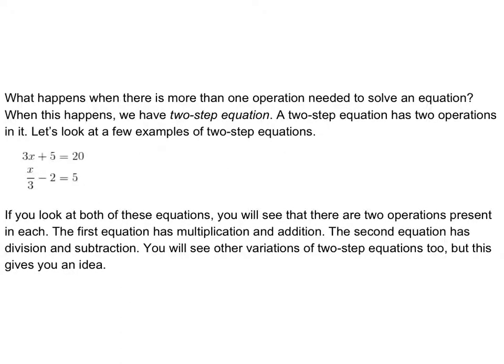So what happens when there is more than one operation needed to solve an equation? When this happens, we have two-step equations. A two-step equation has two operations in it. Let's look at a few examples of two-step equations. We've got 3x plus 5 equals 20, and x divided by 3 minus 2 equals 5. If you look at both of these equations, you will see that there are two operations present in each. The first equation has multiplication and addition. The second equation has division and subtraction. You will see other variations of two-step equations too, but this gives you an idea.